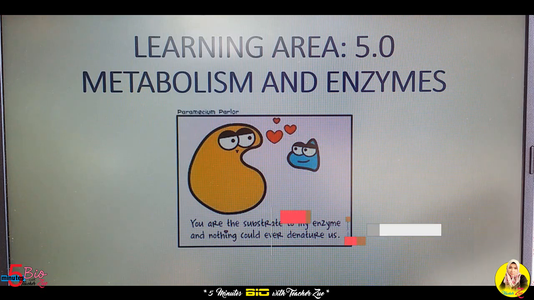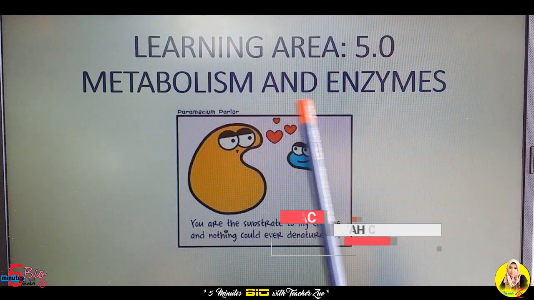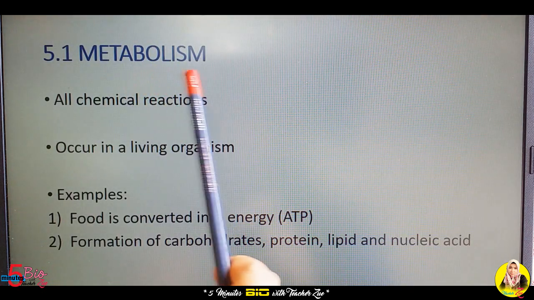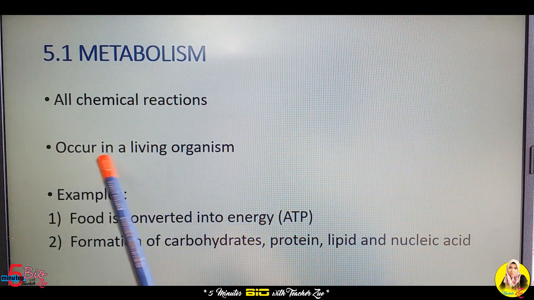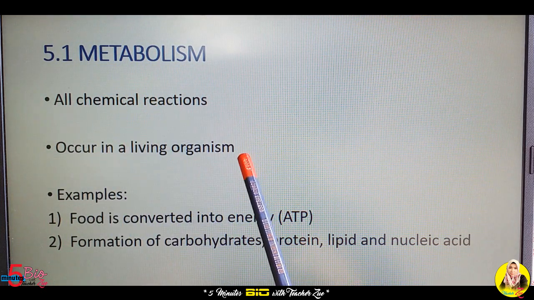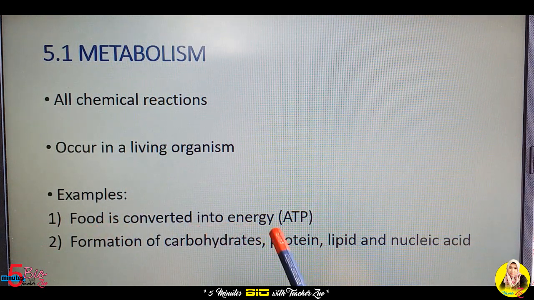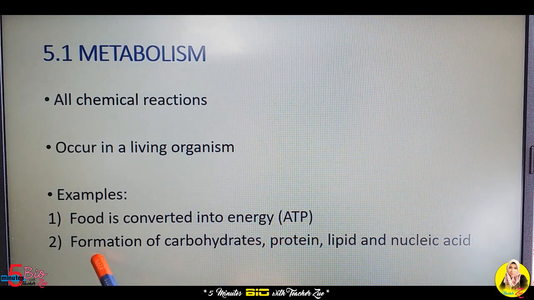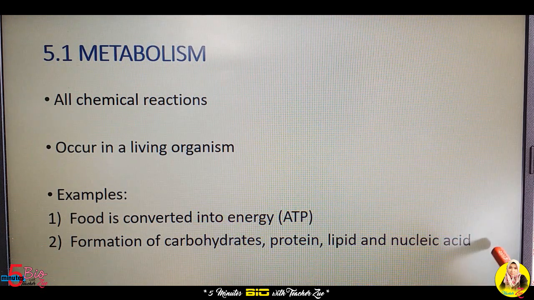Meet again in a new chapter, Learning Area 5.0, Metabolism and Enzymes. What is metabolism? It is all the chemical reactions that occur in a living organism. The first example: food is converted into energy in the form of ATP. And the second example: formation of carbohydrates, protein, lipid and nucleic acid. We have learned about this in chapter 4.